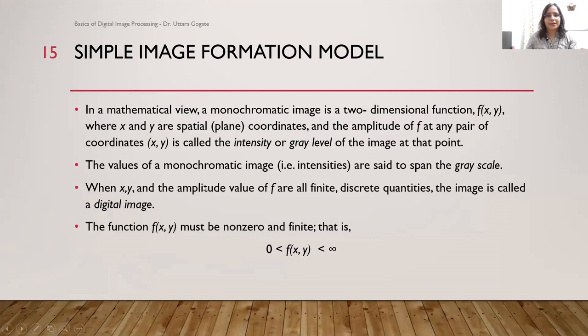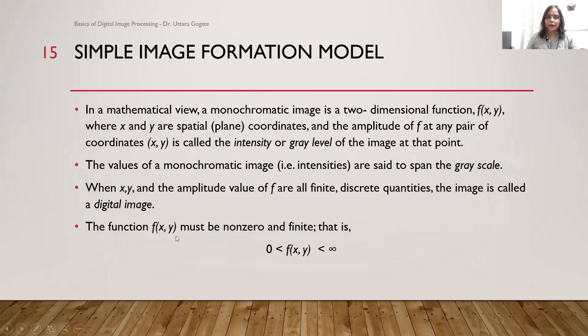Now, the values of the monochromatic image, or the intensity, have a span that is called the grayscale. That span ranges from 0 to the maximum grayscale that is allowed, depending on the k bits that we have already discussed. And x comma y and the amplitude value all are finite discrete quantities, as we are discussing in the digital image.